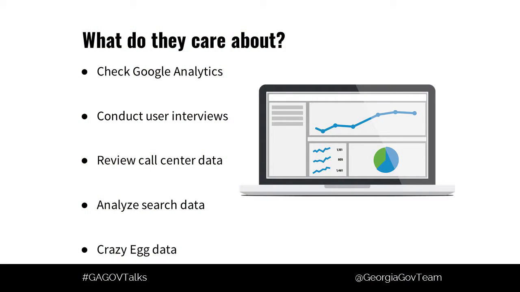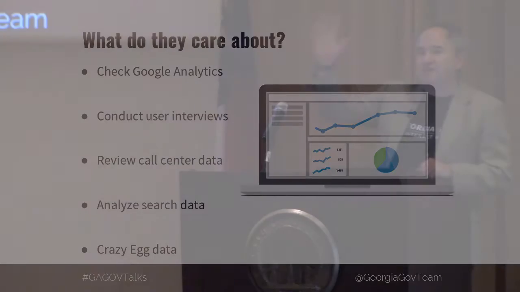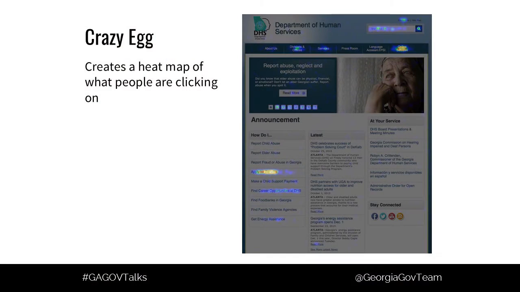And then CrazyEgg Data. How many people here use CrazyEgg? 1, 2, 3 or 4 people. CrazyEgg is a tool that basically gives you a heat map of what people are clicking on your pages. You put a little bit of code on your website and it starts tracking user data.